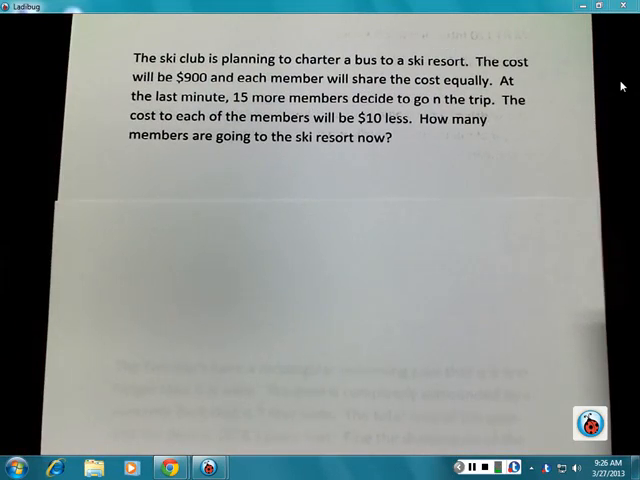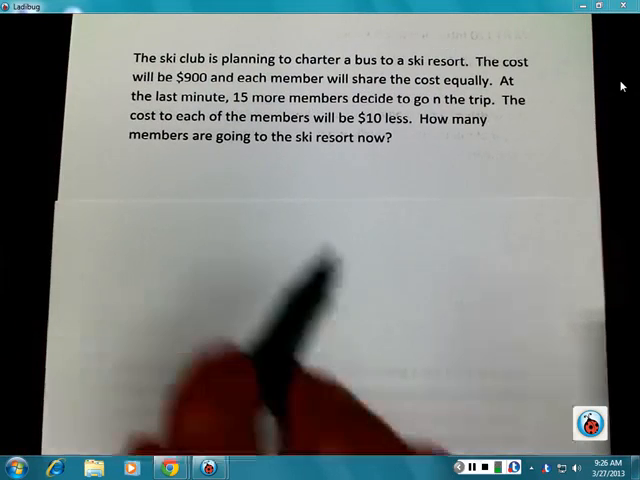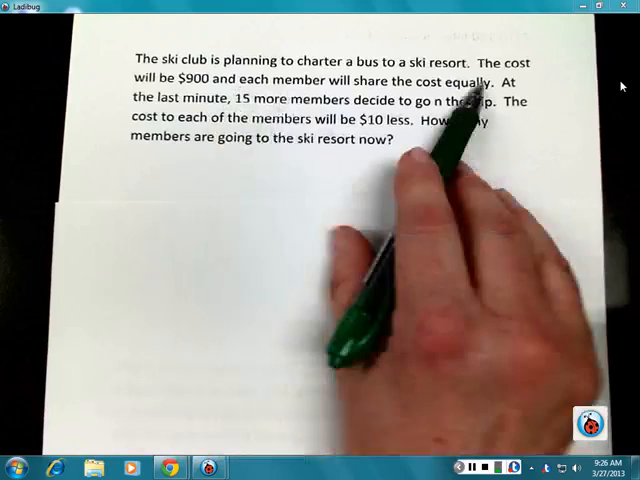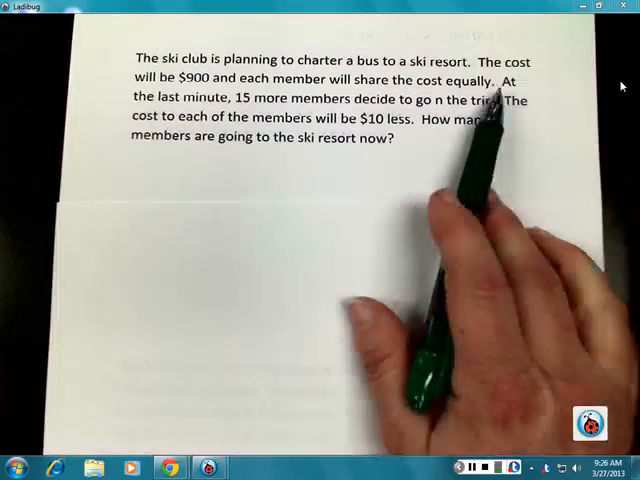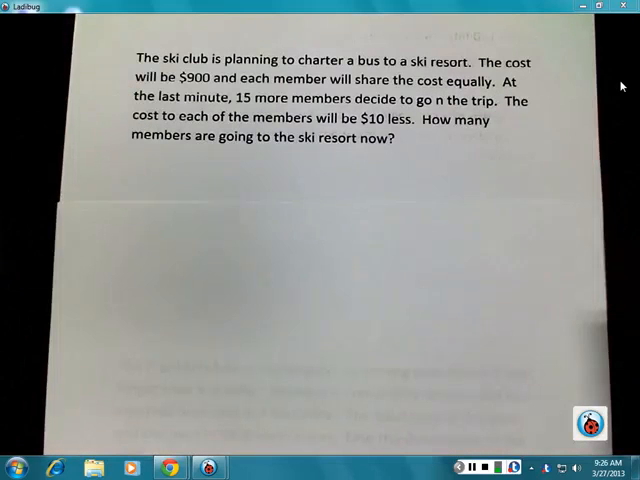The full cost is $900, but when we say it's divided by each member sharing the cost, how many members do I have? Do I know? Not right now, I don't. So let's keep going. It says at the last minute, 15 more members decide to go on the trip. The cost to each of the members will be $10 less. How many members are going to the ski resort now?